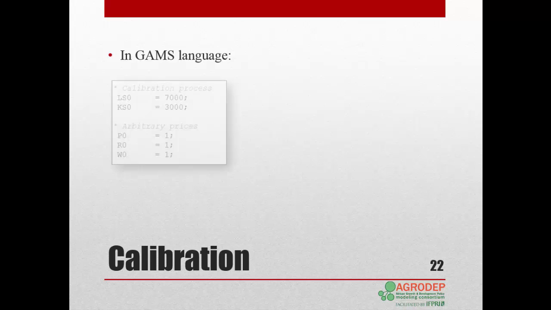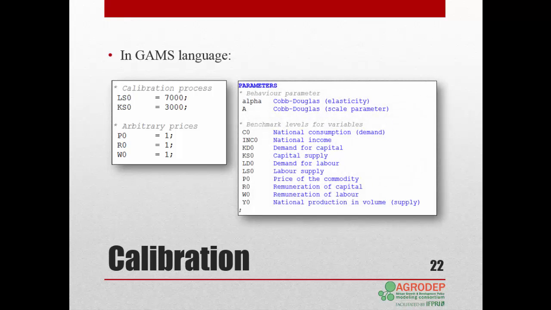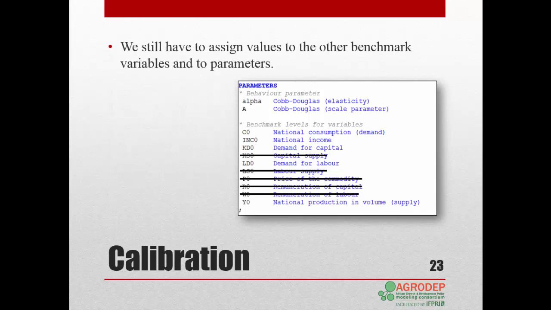In GAMS, we assign 7,000 units to the supply of labor and 3,000 units to the supply of capital. We also set benchmark prices to unity. So we have assigned value to all these variables. We still have to assign values to the other benchmark variables and to parameters alpha and A. To do so, we use the mathematical structure of our model.